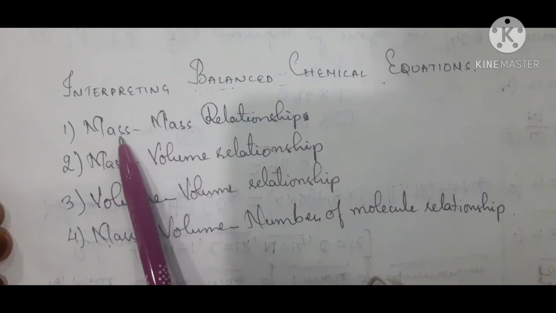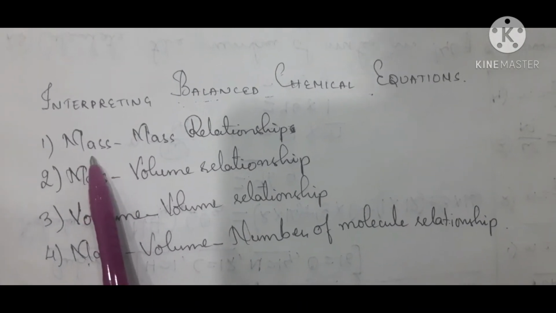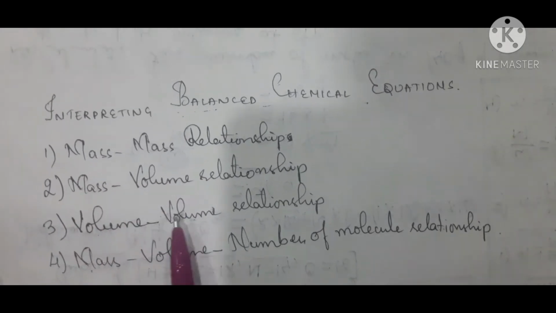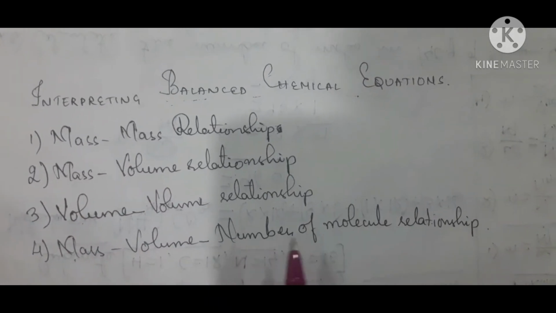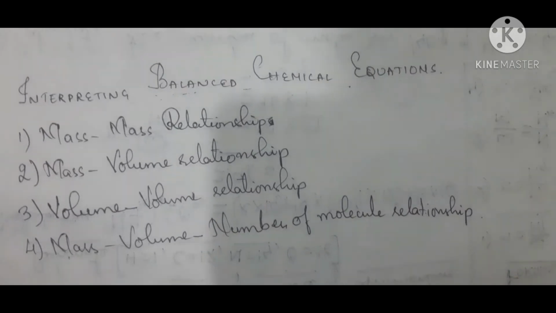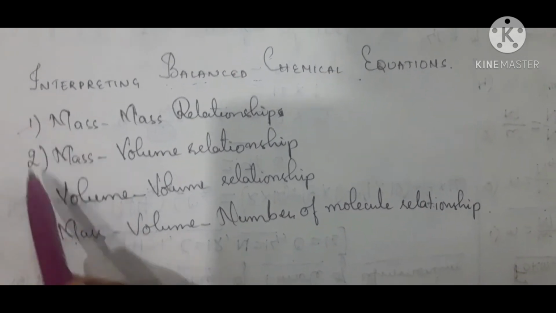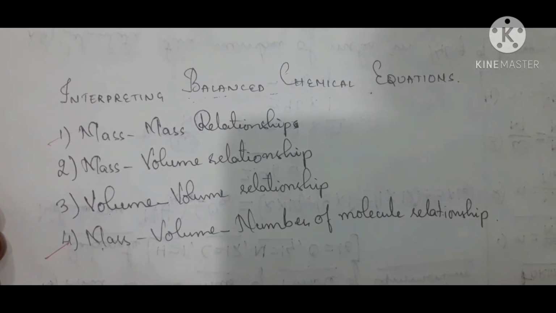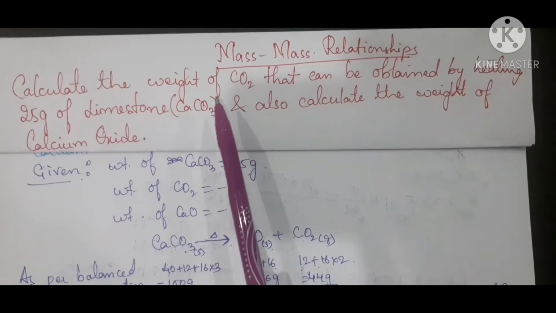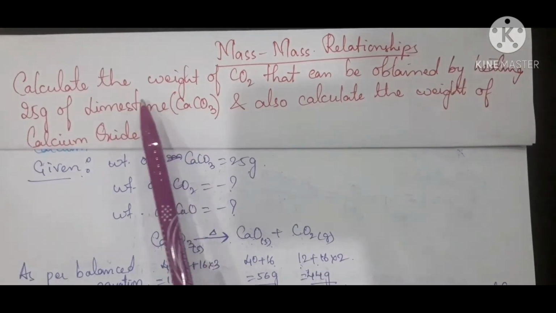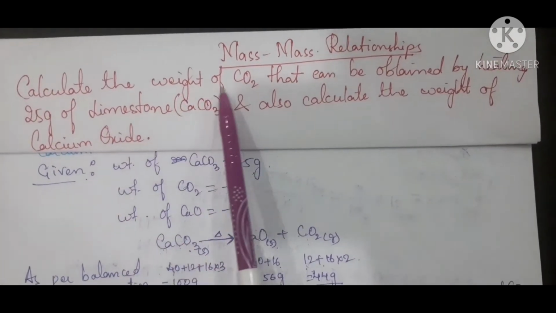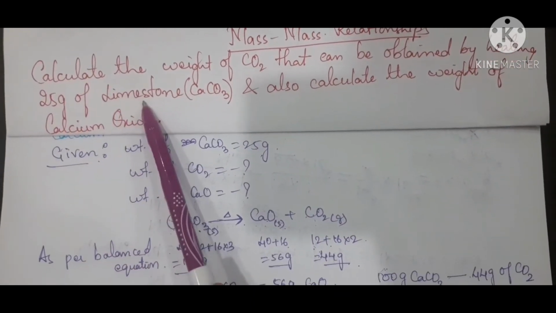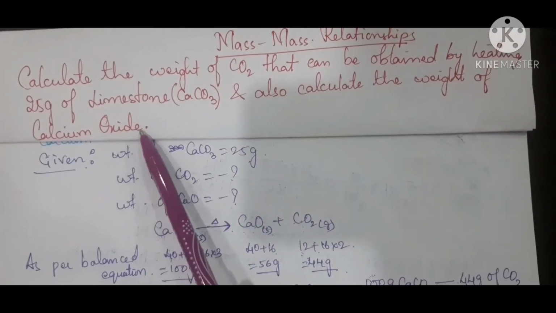Based on this, we have some problem-based numericals. We are going to solve based on mass-volume, mass-mass, volume-volume and number of molecule relationships. Let us today learn about mass-mass relationships. Observe this question: calculate the weight of carbon dioxide that can be obtained by heating 25 grams of limestone, and also calculate the weight of calcium oxide.